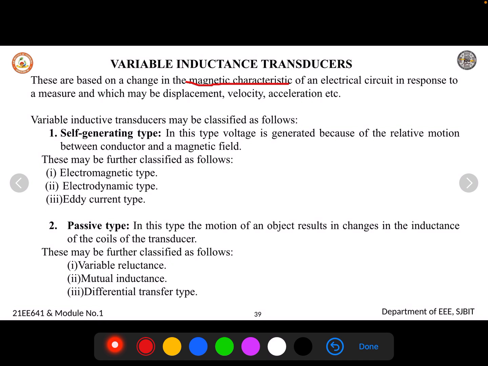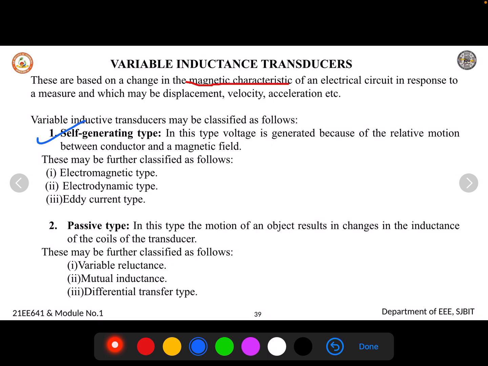We are aware that a transducer converts the non-electrical quantity to electrical quantities. So here my displacement or the rotation, which is my non-electrical quantity, will be converted to the electrical signal. The electric circuit responds to the measurand. It may be displacement, velocity, acceleration, etc. It could be anything.